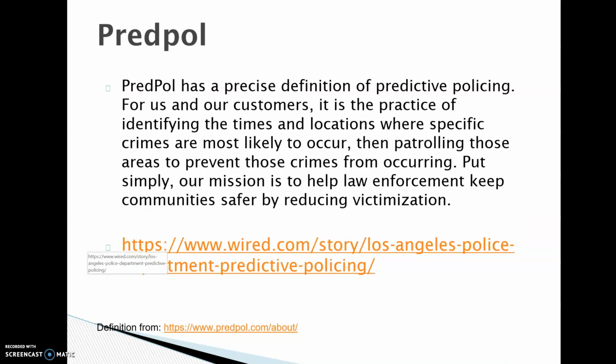PredPol is another one, which has a precise definition of predictive policing. For us and our customers, it's the practice of identifying the times and locations where specific crimes are most likely to occur. The issue with this is that sometimes we predict where crimes are going to happen, but then that sequentially leads to false arrests, okay? Or it can lead to biased policing, meaning that we look in areas, we look for specific individuals, and we arrest individuals that may not very well have actually committed the crime.